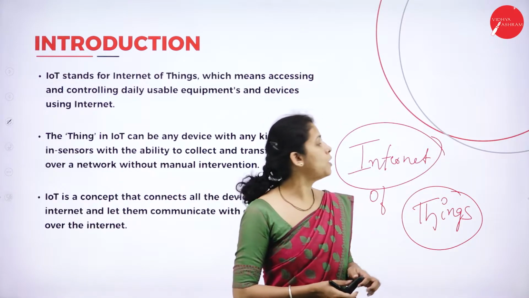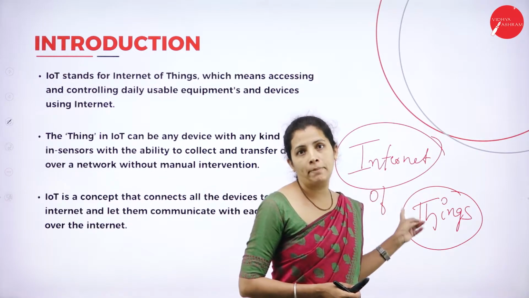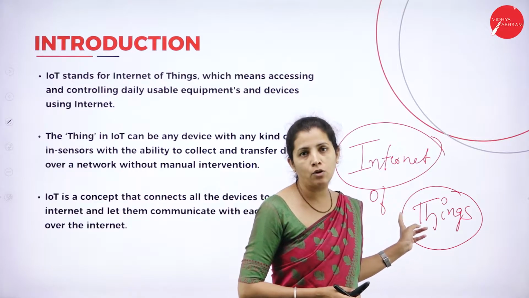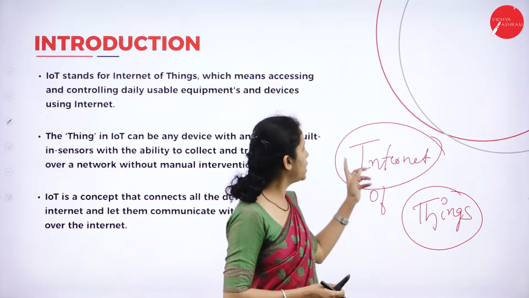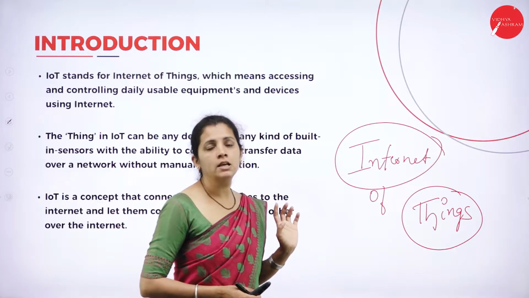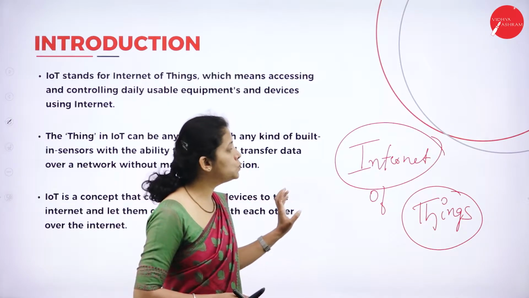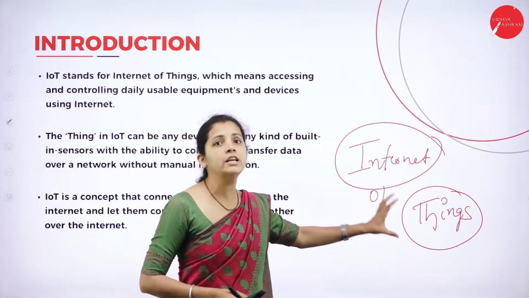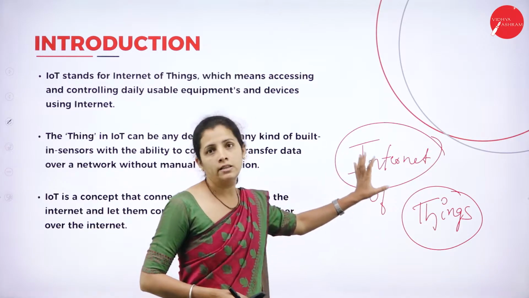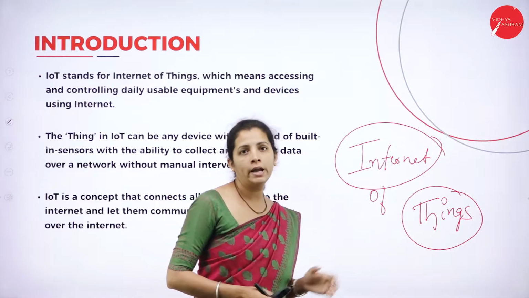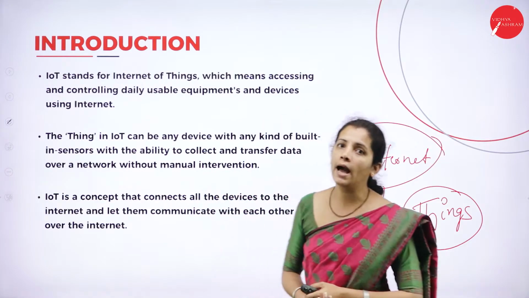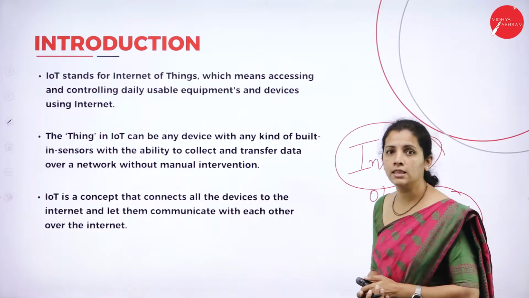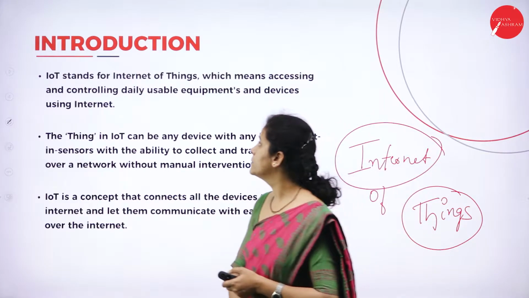So if I consider thing, so what is thing here? There is nothing but all the electronic appliances or all the electronic devices. So what is this Internet of Things? That means I'm going to connect and control all the electronic devices through net connection or through internet. That is known as IoT. That is nothing but Internet of Things.